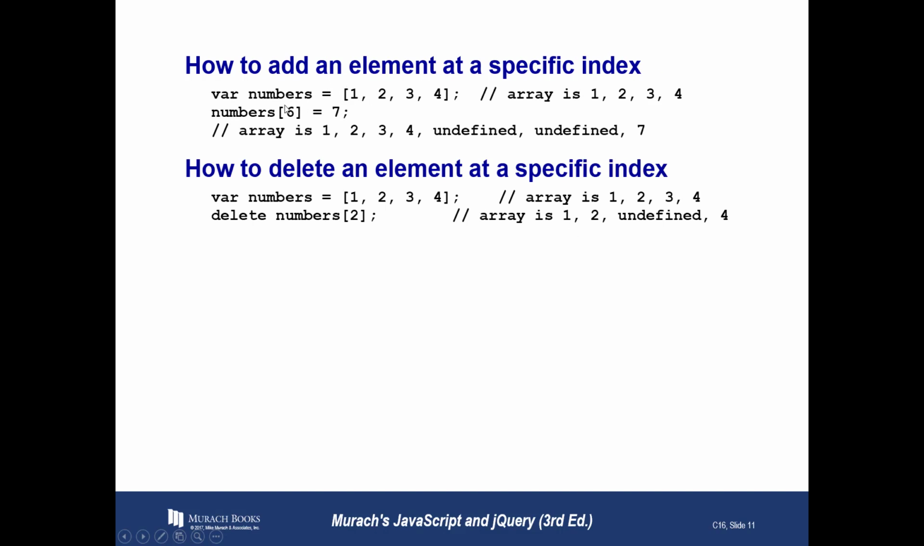You can add an element in a certain place. Notice by doing this, 0, 1, 2, 3, and we're putting in 6, so 4 and 5 become undefined. You can delete elements at a specific position. And notice once you do that, 0, 1, 2, that removes this one, so now it's 1, 2, undefined, 4.